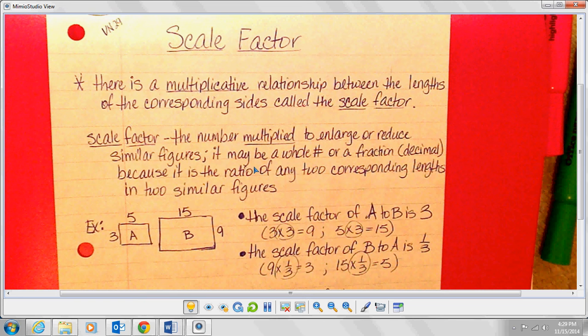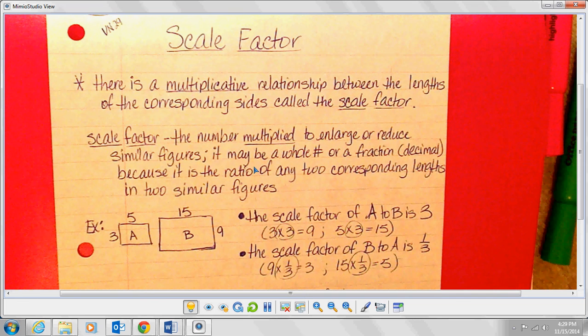Now, the reason why it can be a whole number, if you're looking at your example right here, is because if I'm going from the smaller shape, which is A, to the bigger shape, which is B, then I know to go from smaller to larger, I should be multiplying by some whole number. Or it may be a mixed number, but it's got to have a whole number part in there.